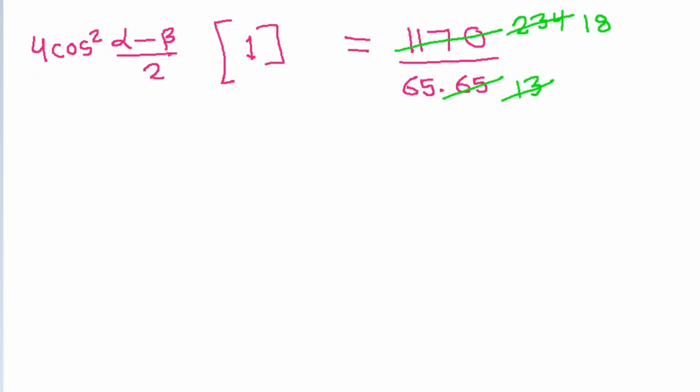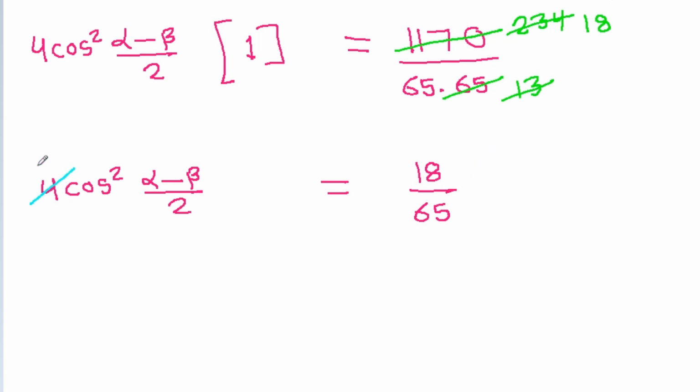So 4 cos square (alpha minus beta) by 2 is equal to 18 by 65, and 2 times 2 is 4, and 2 times 9 is 18. So cos square (alpha minus beta) by 2 is equal to 9 by 2 times 65, which is 130.